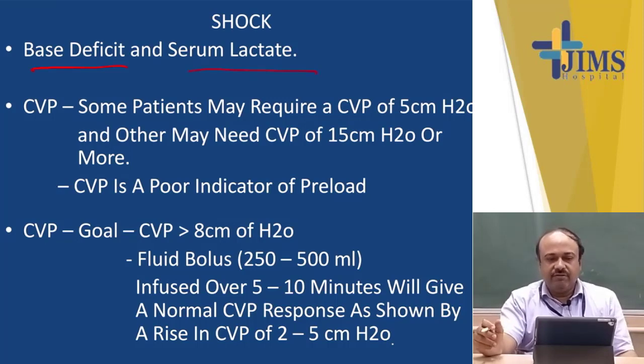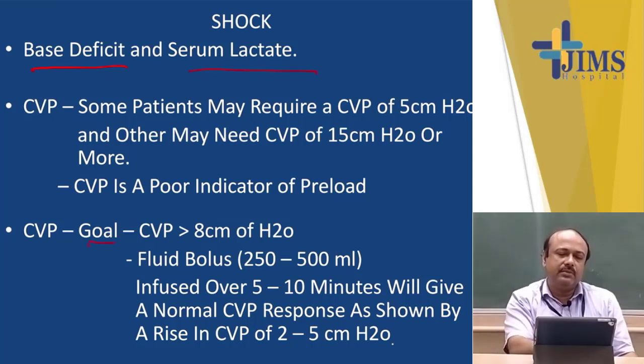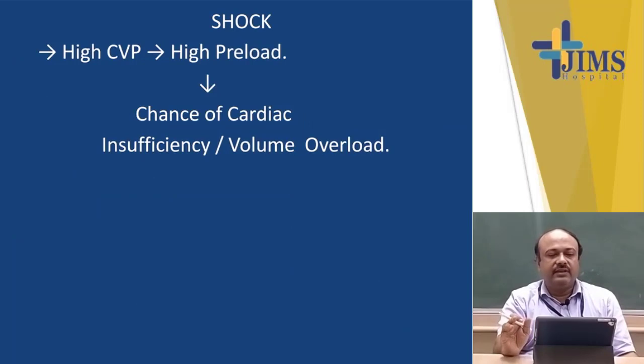Coming to the CVP. Some patients require a CVP of around 5 centimeter of H2O, and others may need a CVP of 15 centimeter H2O or more, as an indicator of preload. CVP is a poor indicator of preload, but it should be monitored, and usually our goal is to keep the CVP above 8 centimeter of H2O. If it is less and if there is hypotension, we should give a bolus of fluid. I will come to this later about how we manage fluid in cases of shock. If there is high CVP, it indicates high preload and there is chance of cardiac insufficiency or volume overload.